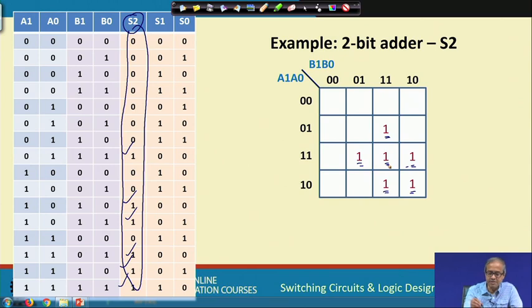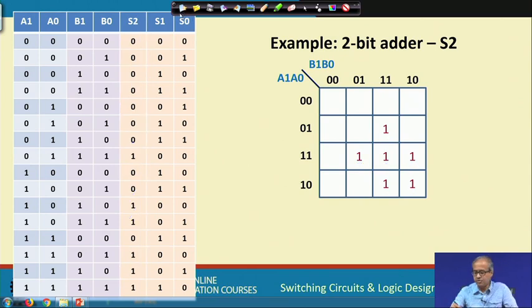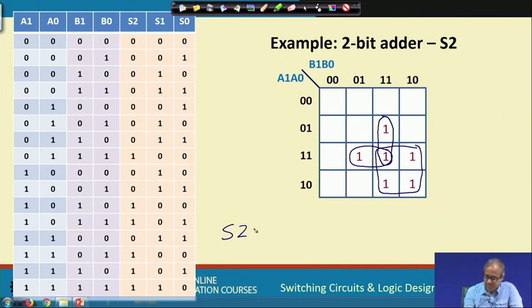So, these are there. Now if you try to form the cubes in this case, you will be getting a large cube here, a smaller cube here and another smaller cube here. That is all, you cannot minimize any further. So, what will be the expression for S 2? Your S 2 will be this bigger one.